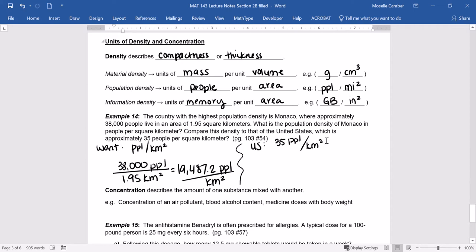So to compare, we can say how many times greater that is. To figure that out, you take Monaco and divide it by the US. So if you take 19,487.2 and divide by 35, we end up getting 556.8. So Monaco is 556.8 times more dense than the US. And we'll talk more about how to find this information in Chapter 3.